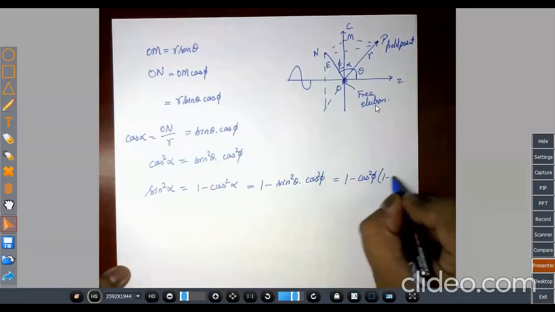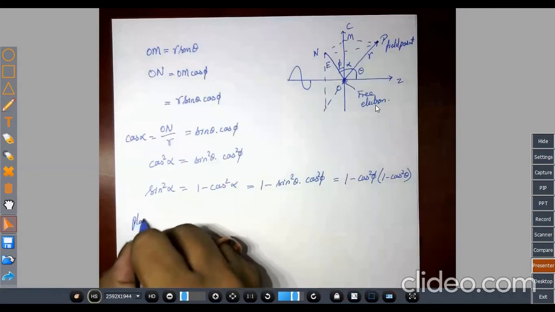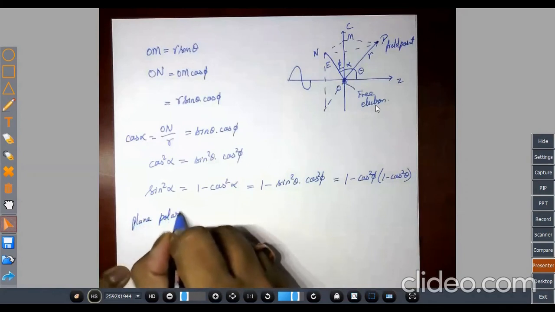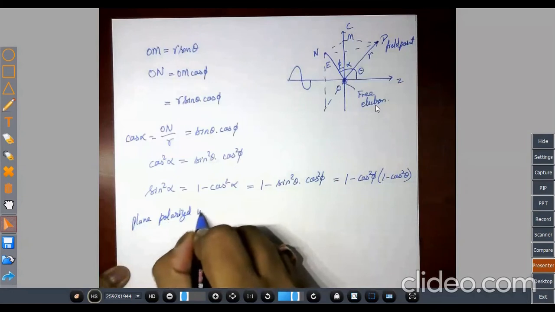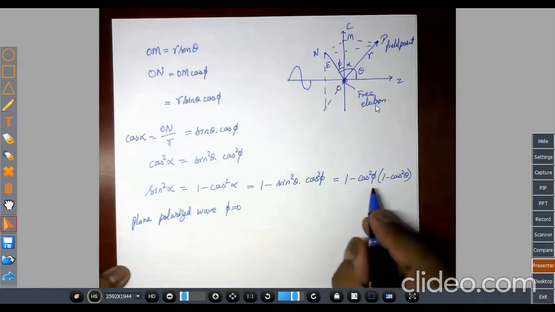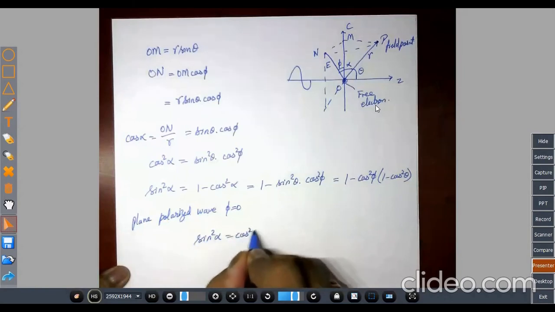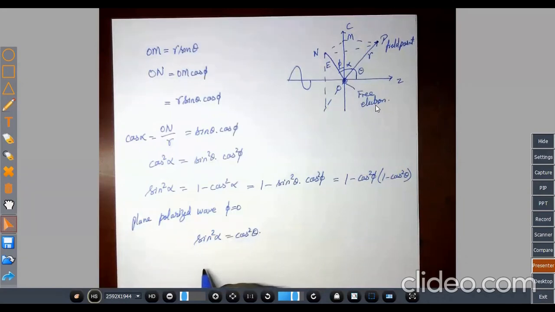Again reducing this. For the plane polarized wave, phi is equal to 0. So when phi is 0, I will open this and the sin square alpha will become cos square theta. Substituting the value of sin square alpha, substituting this.